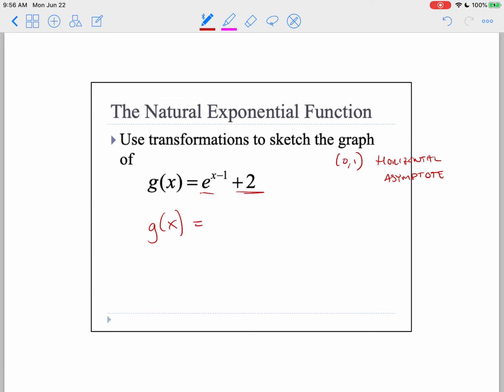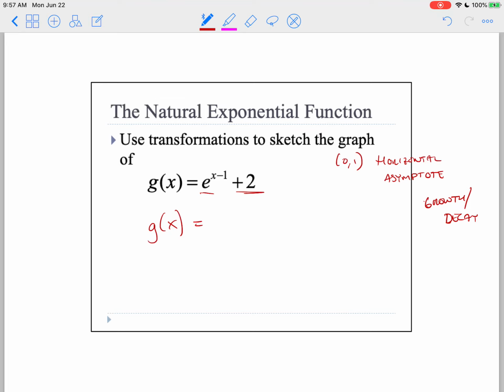I think we could figure it out here. It's going to be shifted up 2. And the last thing we need to know is if it's growth or decay. Now remember, we know that an exponential is growth if the base is bigger than 1, and is decay if the base is between 0 and 1.